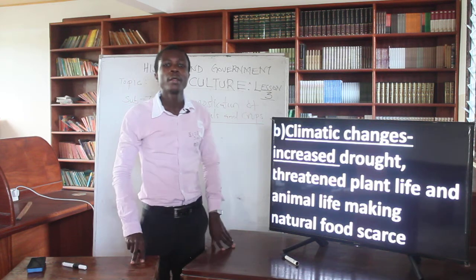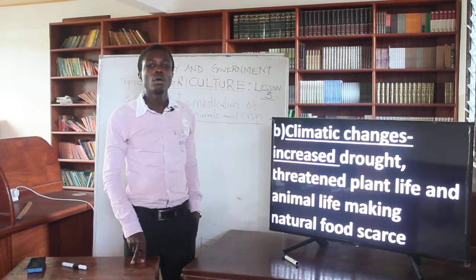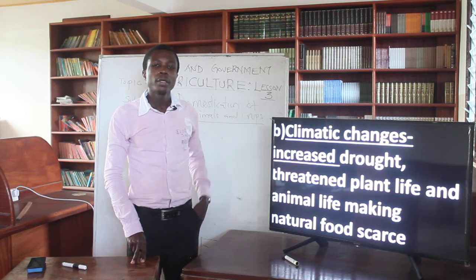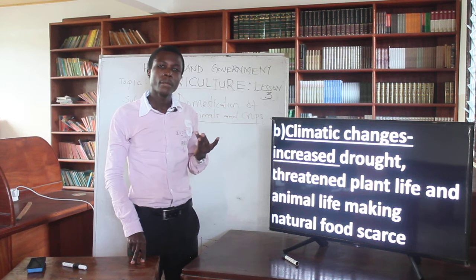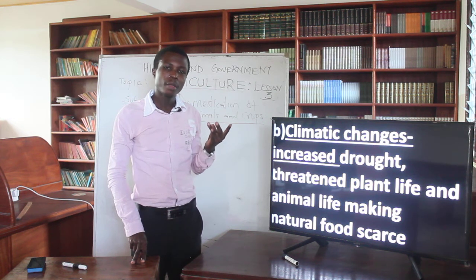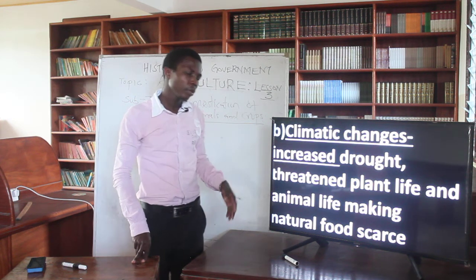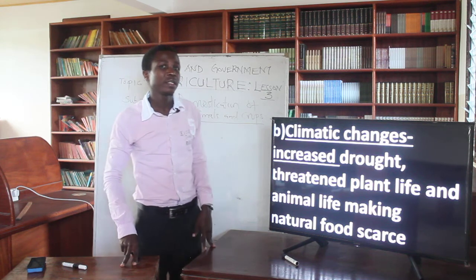Then the second one is climate change. When we talk about climate changes, we talk about drought, and also the plants were threatened. When we talk about plants being threatened, we are talking about natural fire.